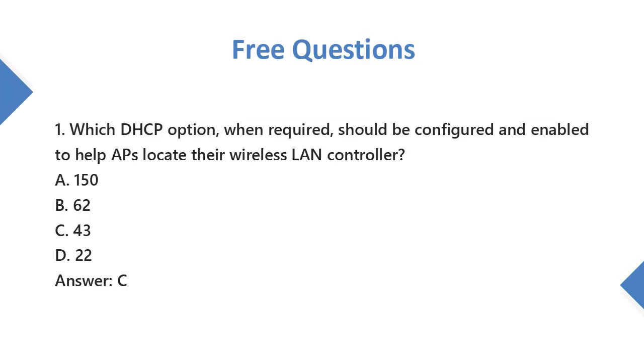1. Which DHCP option, when required, should be configured and enabled to help APs locate their wireless LAN controller? A. 150. B. 62. C. 43. D. 22. Answer: C.